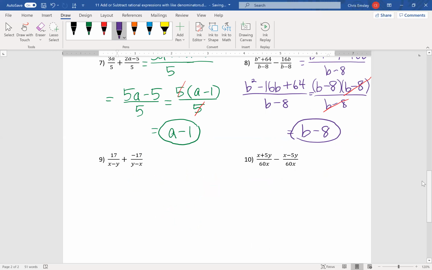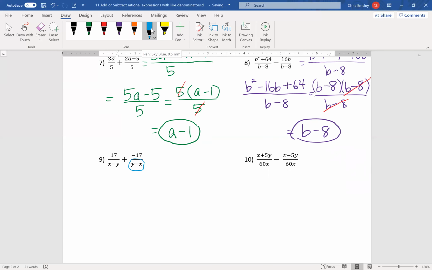Number 9, take a minute and think about this one. Right now, we do not have a common denominator, but there's one little trick we can do to make a common denominator here. It's not too complicated. So on this second fraction, if this was x minus y instead, meaning if the signs of both of those terms were changed, we would have a common denominator.